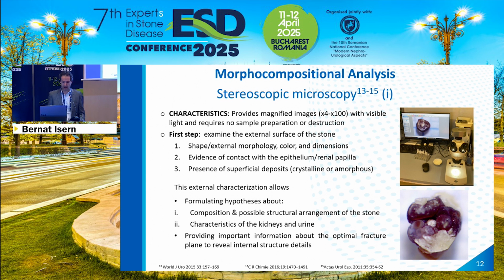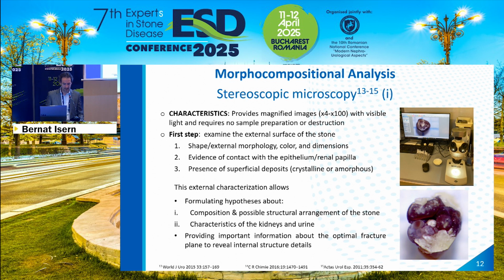Most researchers agree that the first step in stone analysis should be the examination using stereoscopic microscopy. This equipment requires no sample preparation or extraction. In practice, the analyst must first examine the external surface of the intact stone to determine its external shape, morphology, color, and dimensions, and more importantly, the evidence of contact with the renal papilla, like in this example here. This is the contact with the renal papilla.